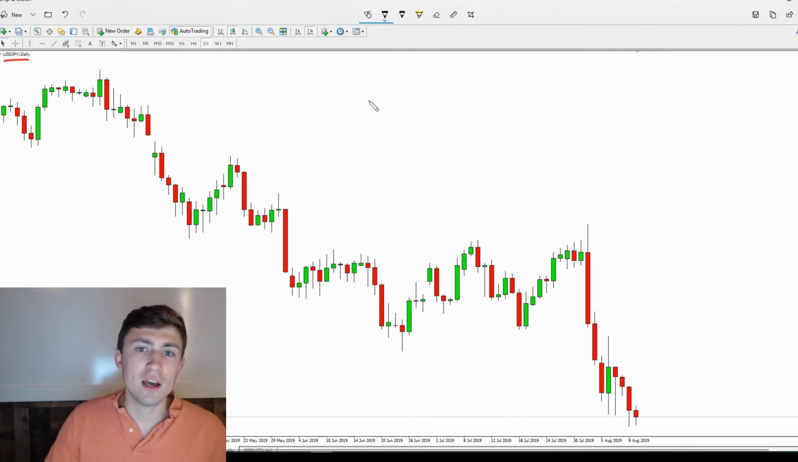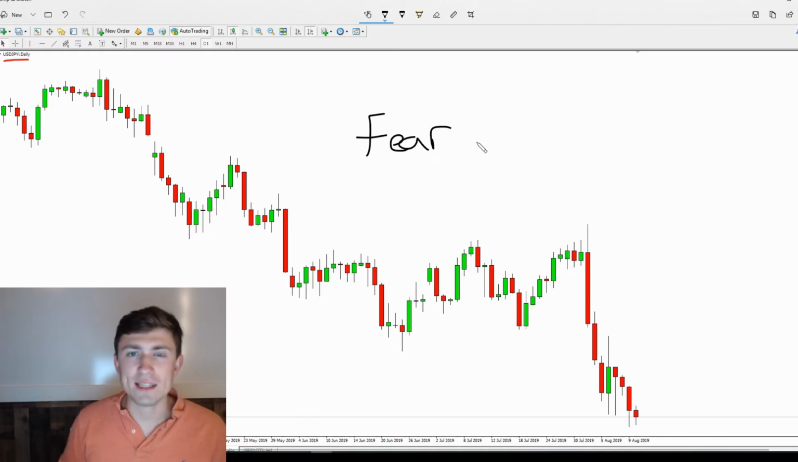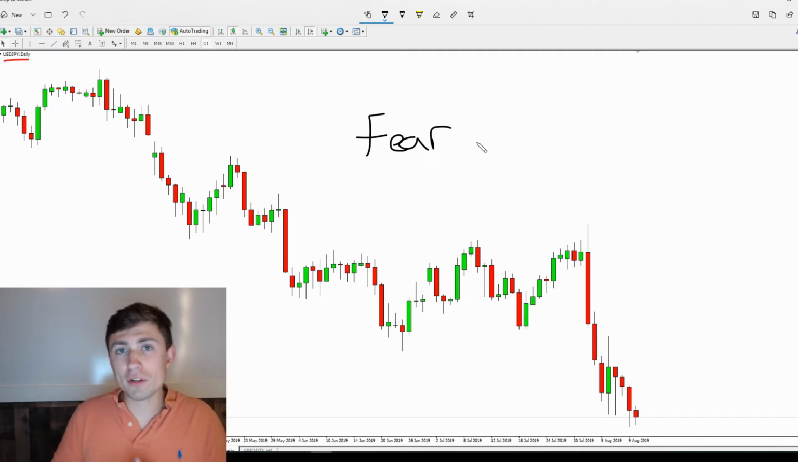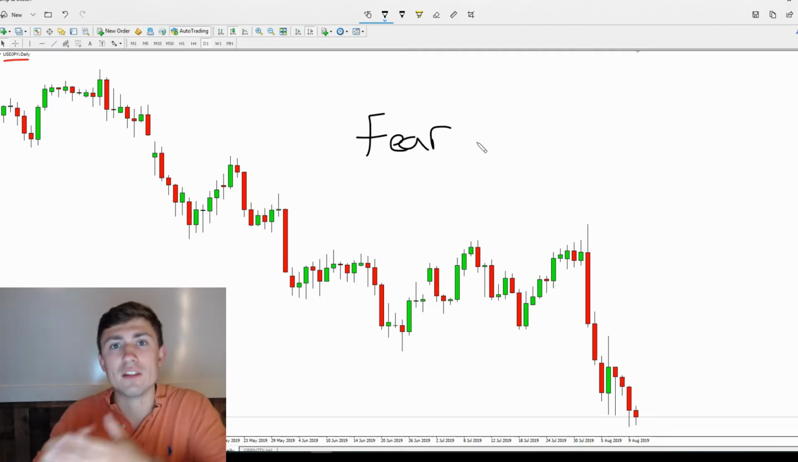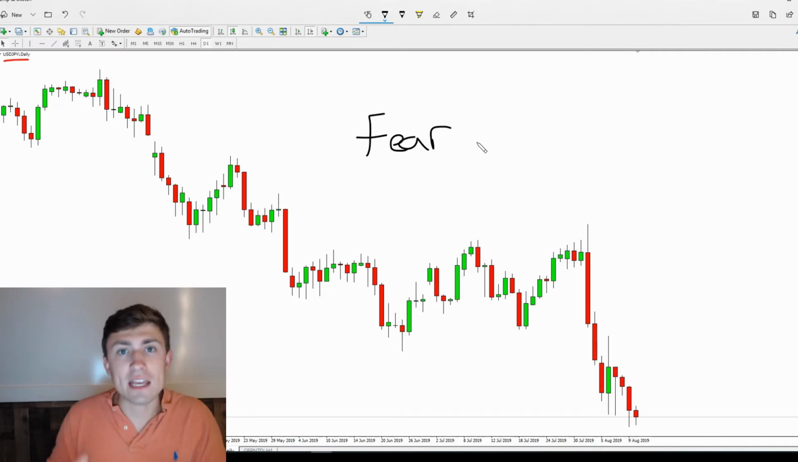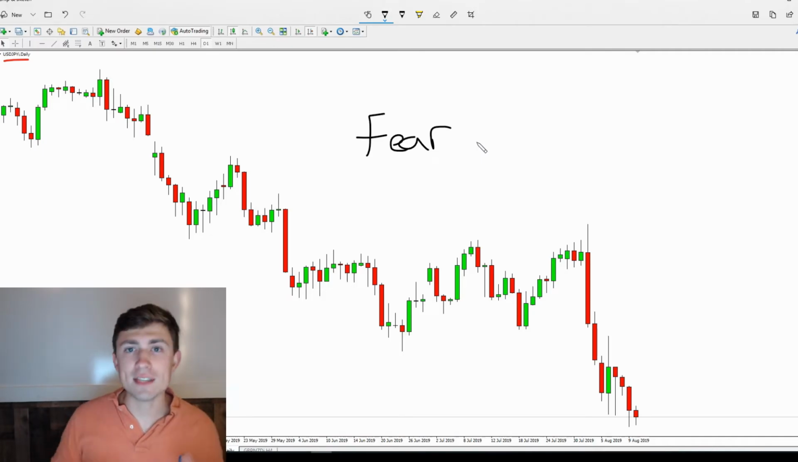The yen is one of those things where, when you have fear in the world, people actually buy the yen. Why is that? The world has always gravitated into buying the Japanese yen as a safe haven currency. This is reflected in the actual market itself and can be really interesting to watch.